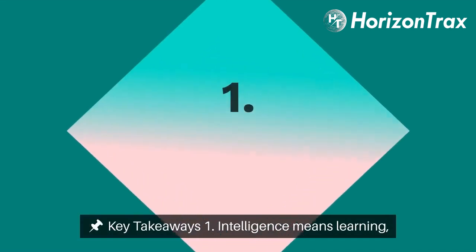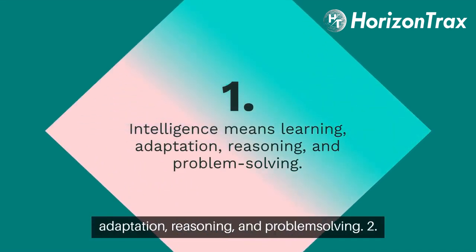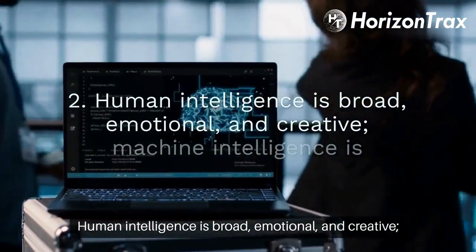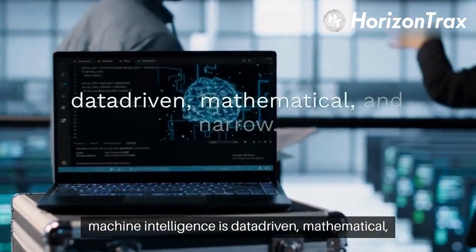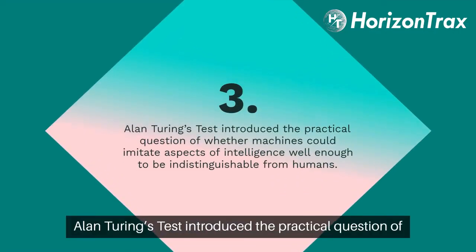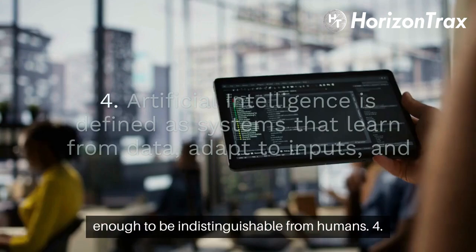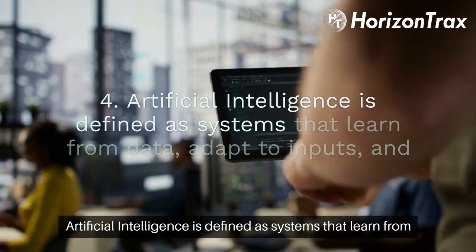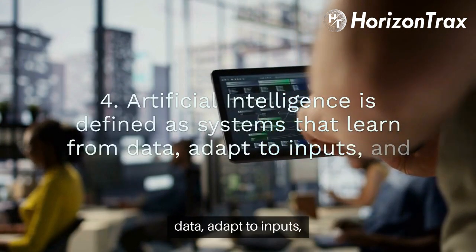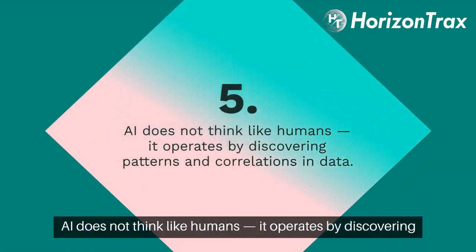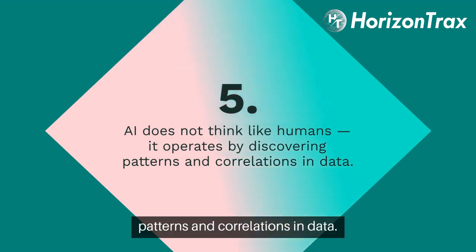Key takeaways. 1. Intelligence means learning, adaptation, reasoning, and problem solving. 2. Human intelligence is broad, emotional, and creative. Machine intelligence is data-driven, mathematical, and narrow. 3. Alan Turing's test introduced the practical question of whether machines could imitate aspects of intelligence well enough to be indistinguishable from humans. 4. Artificial intelligence is defined as systems that learn from data, adapt to inputs, and make useful predictions or decisions. 5. AI does not think like humans. It operates by discovering patterns and correlations in data.